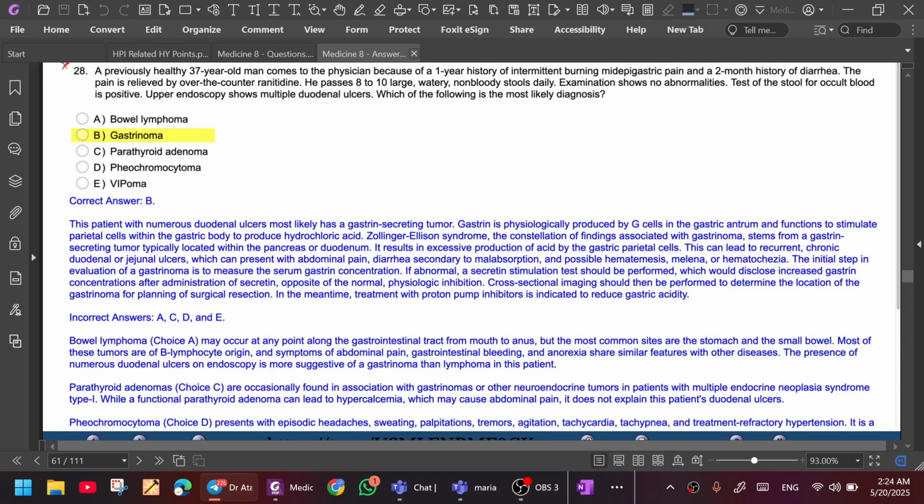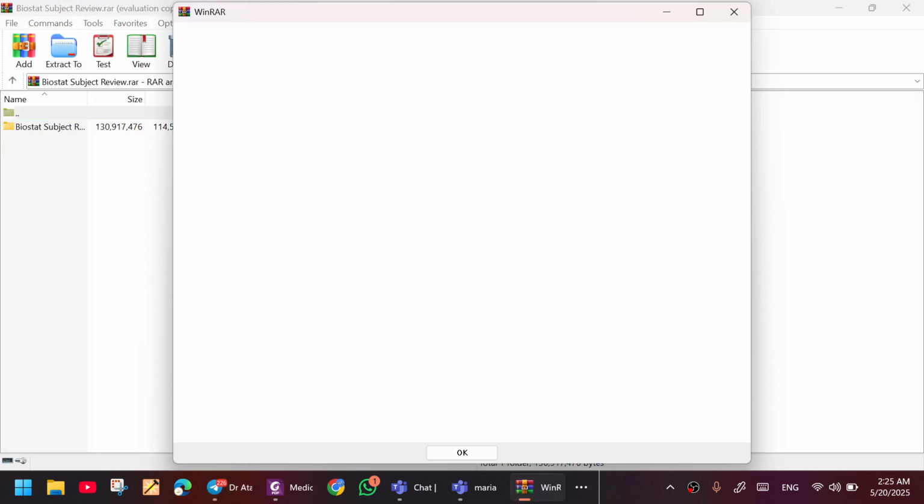The initial step in evaluation of gastrinoma is to measure the serum gastrin concentration. If abnormal, a secretin stimulation test should be performed, which will disclose increased gastrin concentrations after administration of secretin, opposite of the normal physiologic inhibition. Cross-sectional imaging should then be performed to determine the location of the tumor for surgery. In the meantime, treatment with PPI is indicated to reduce gastric acidity.